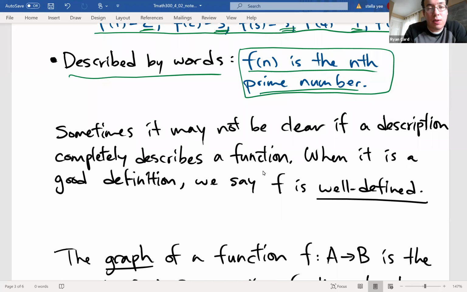Sometimes when you describe a function by words, though, it might not be clear right off the bat if the function is all the way defined. So sometimes it takes a little bit of convincing to say that a function is what's called well-defined. So make sure the output is determined for every member of the input. Okay.